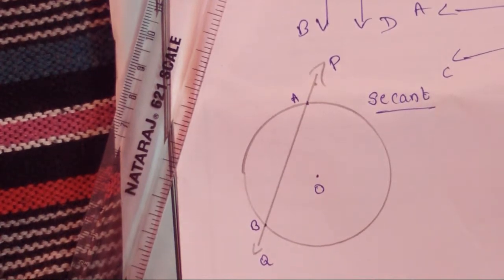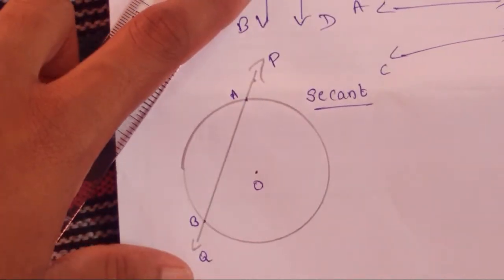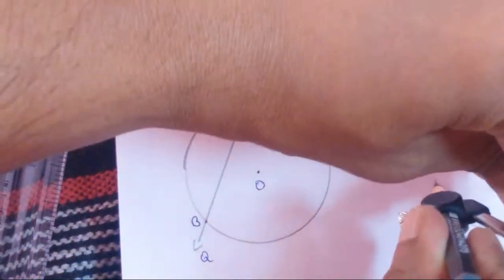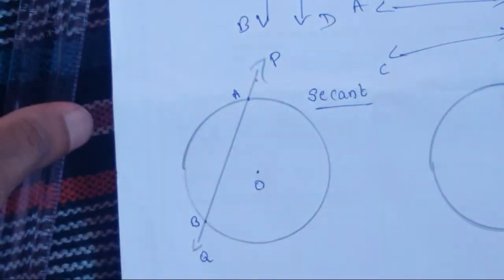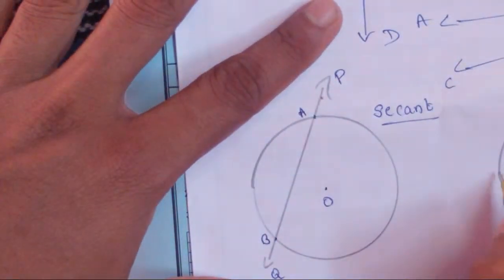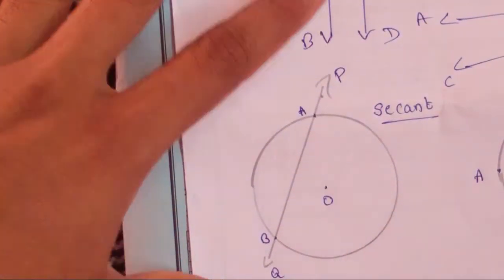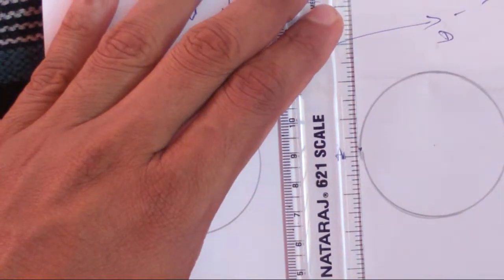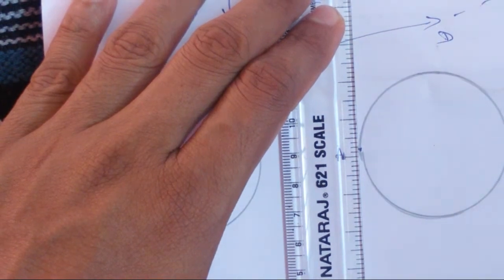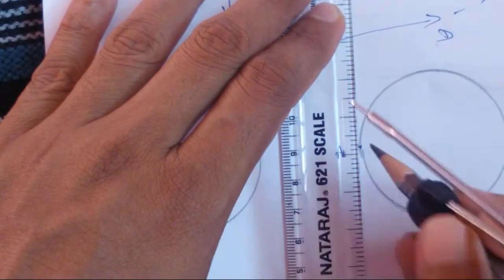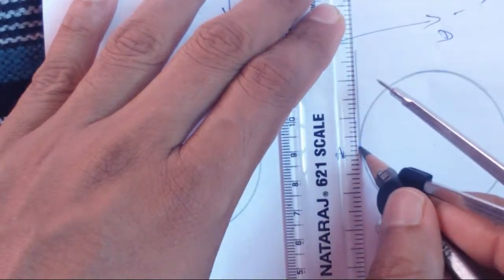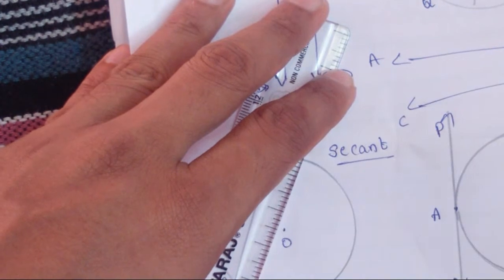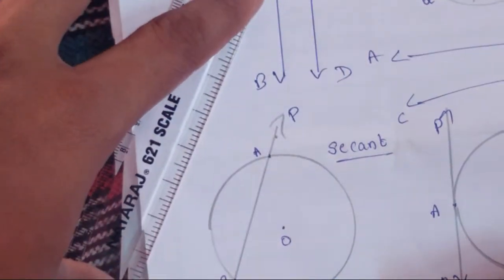And the third diagram, a circle is drawn, and they consider one point A and a line which passes through the circle only at a single point P, and this point is Q. So this is the center of the circle.